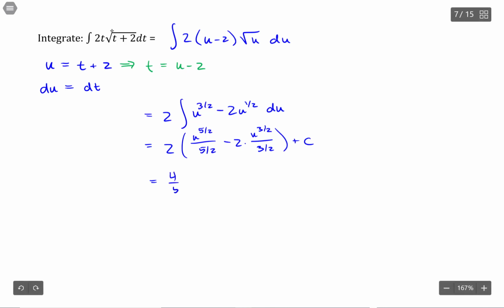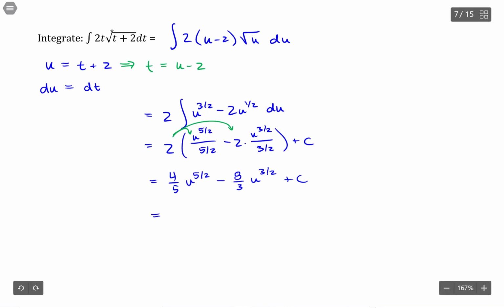So then I have 4/5 and u to the 5 halves, and the 4/5 comes from multiplying in the 2 here. Oh, I meant to switch colors there. And then I also am going to multiply the 2 in over here. So this is 4/5 for this first fraction. I'll tell you what, let's do this. 4/5 u to the 5 halves. Then it's going to be minus 2 times 2 is 4. 4 times 3 halves is going to be 8/3 u to the 3 halves plus c.